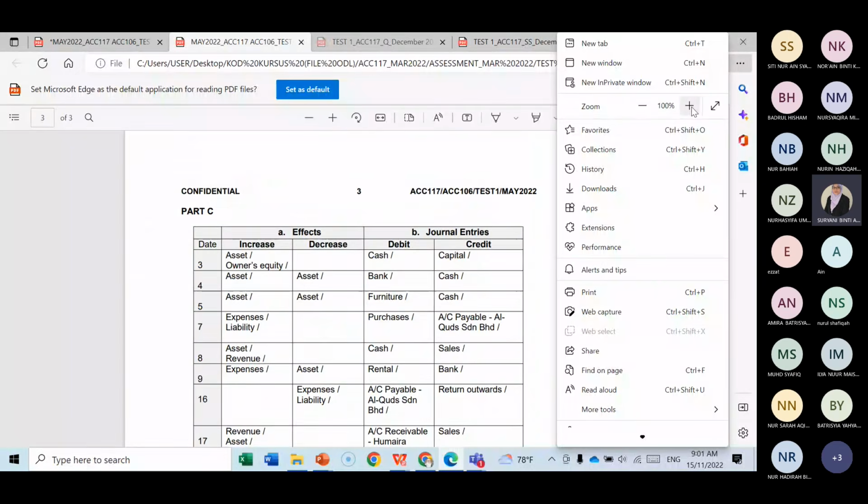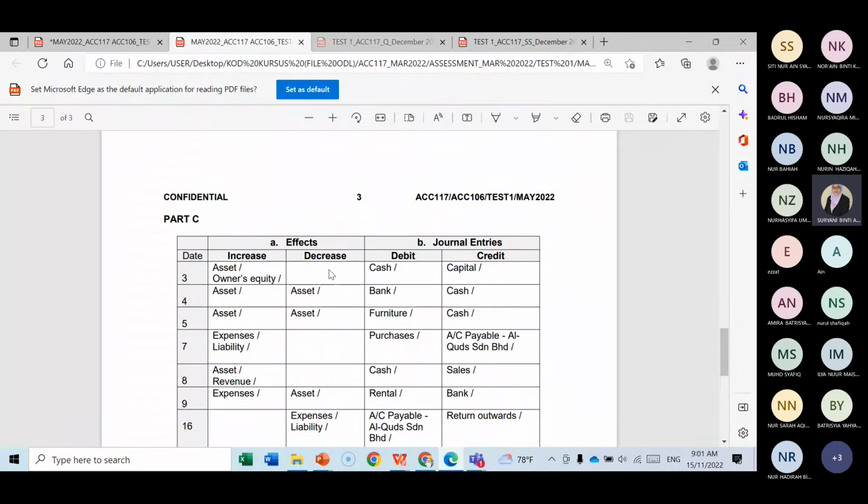So as you can see, I provide the answer together. When the owner brought the cash, cash represents asset. So asset will increase. Okay, and then who brought the asset? Haji Mustafa. Who is Haji Mustafa? The owner. So the owner's equity also increases.